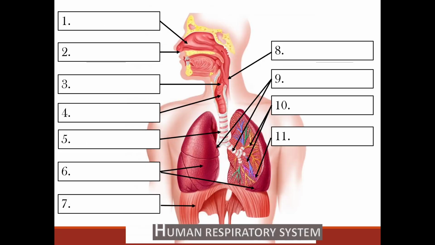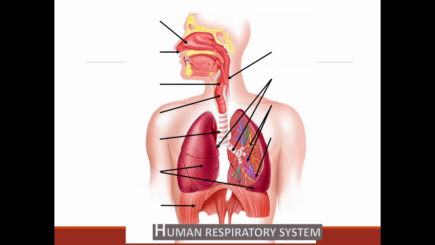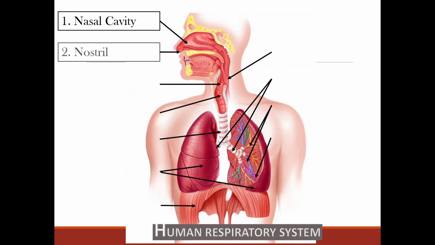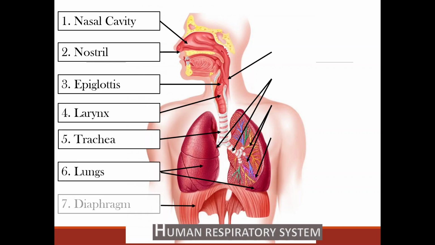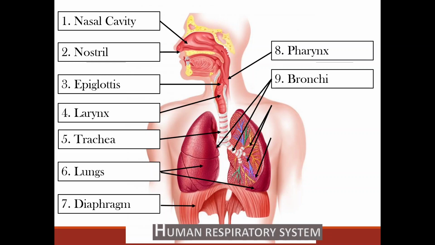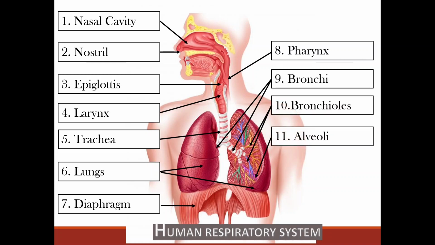So, to start with, let us first identify the key parts of the respiratory system. We have the nasal cavity, the nostril, the epiglottis, the larynx, then the trachea, the lungs, the diaphragm, the pharynx, the bronchi, bronchioles, and the alveoli. So these are the parts of the human respiratory system.